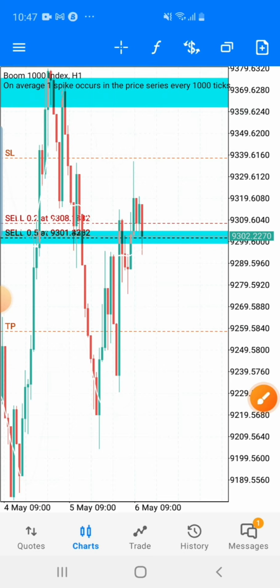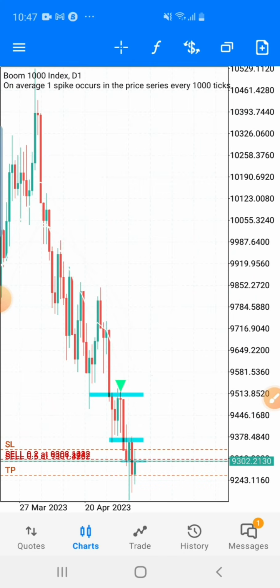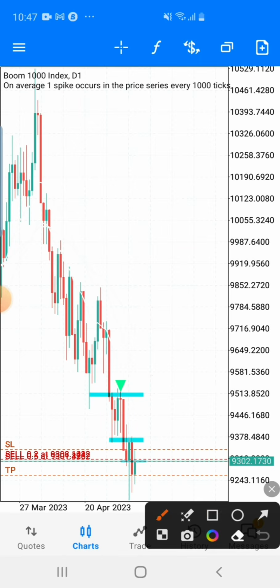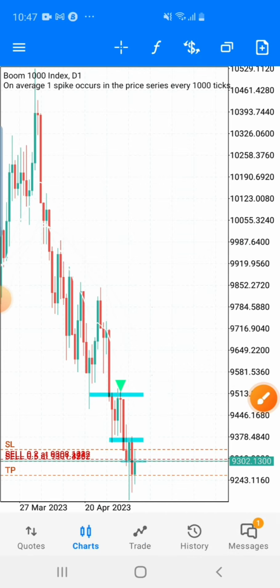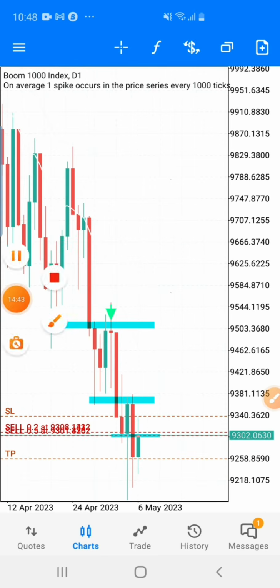I've been trading this for a very long time. You can see if I go to daily time frame, all these places you have, this is the same setup here, the same setup here, and this same setup is happening here. So we are hoping to hit our TP level, and I'll come back to explain everything about this entry, guys.